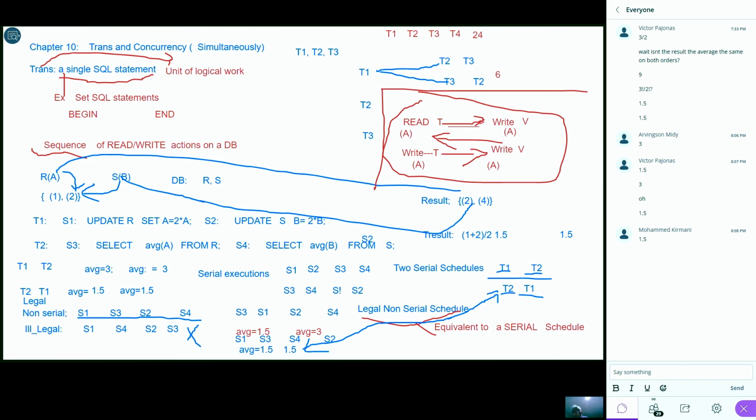Okay, guys, let's show you now how you can test whether a given schedule like this can be serialized or not. That means its actions will be equivalent to some serial schedule like this. Let's look at that. We are going to do that quickly and then give you some examples.